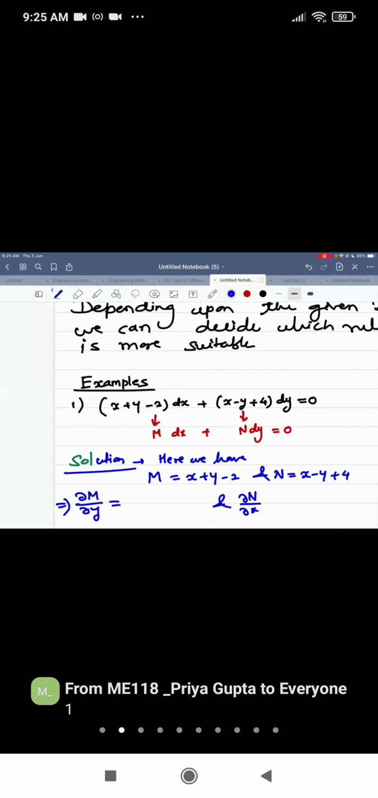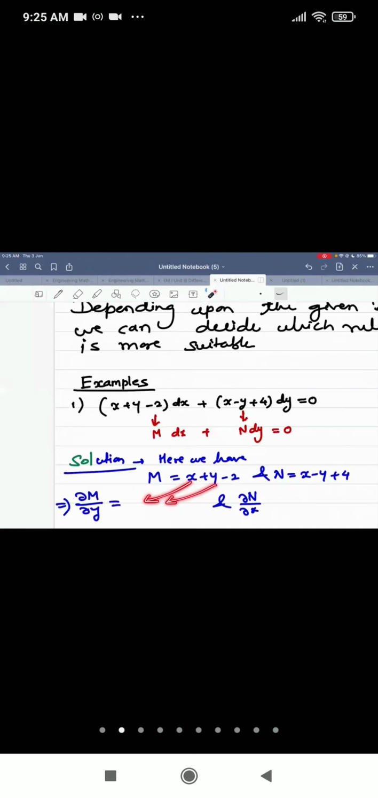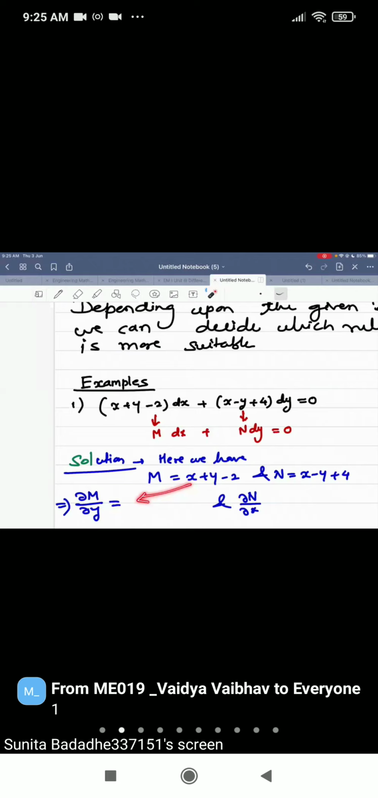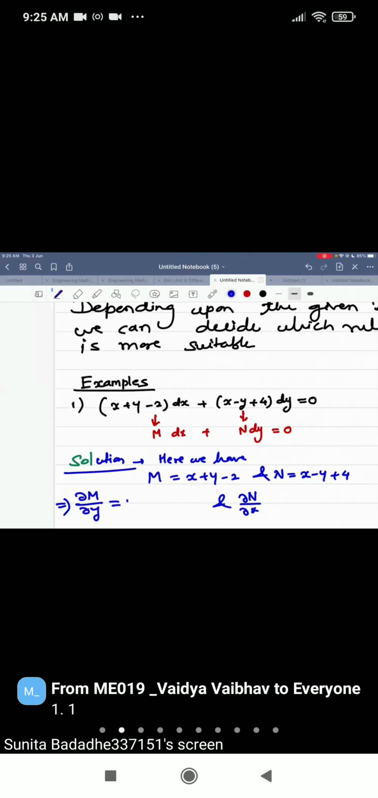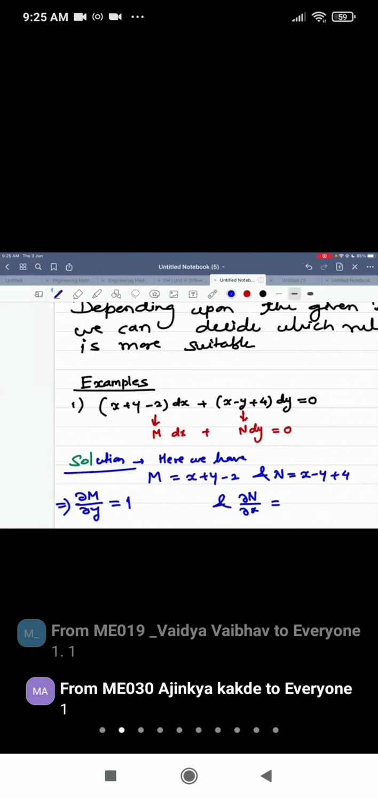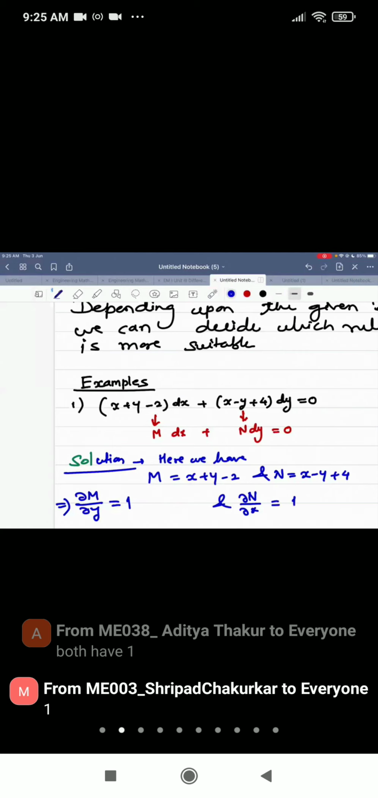Derivative of x will be 0. Derivative of y will be 1. Derivative of 2 will be 0, right? So the value of the derivative is 1. And similarly, the partial derivative of N with respect to x also will be 1.